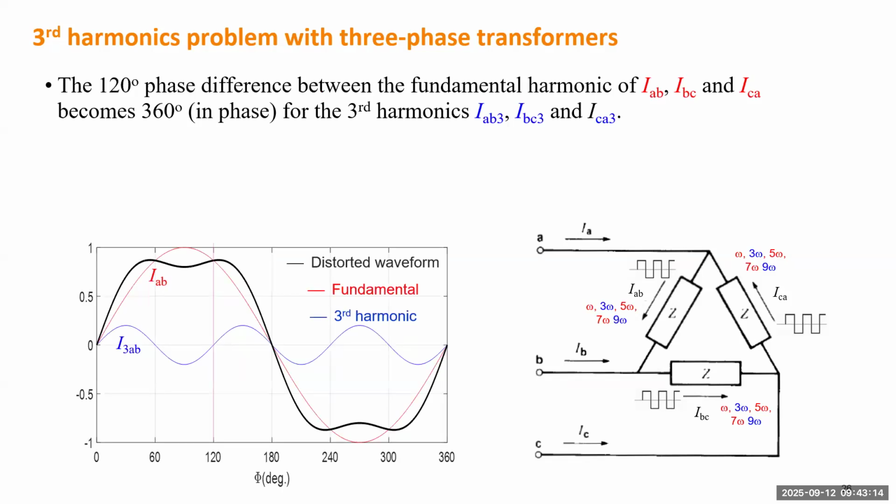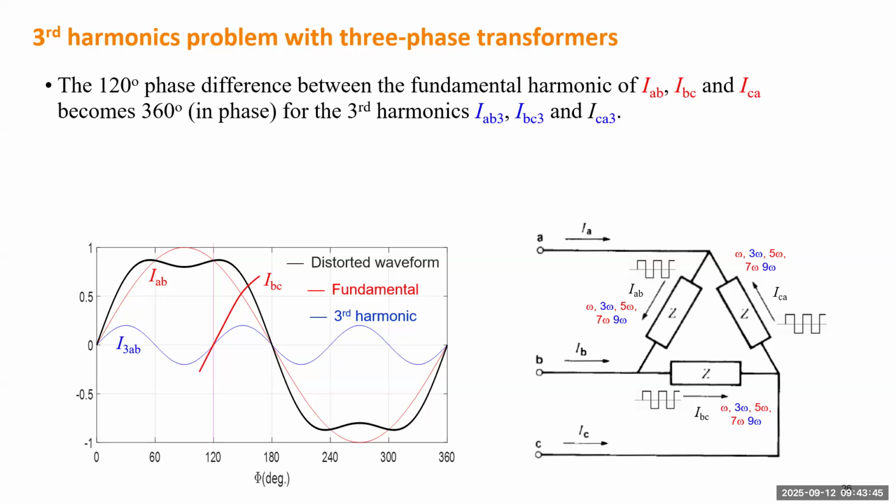So for instance, this is a distorted waveform. It's still far from a square wave, but this distorted waveform is made up by considering the fundamental and the third order harmonic. For the fundamental, the three phases have a 120-degree difference. But when it comes to the third order harmonic, they have no phase difference.